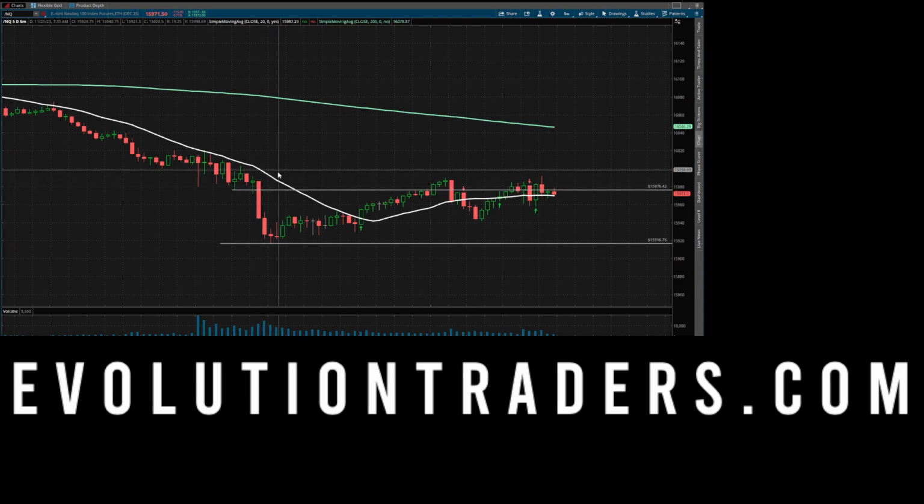I know a lot of the guys in Evolution Traders caught this move to the downside, so congratulations to them. I did not catch this move to the downside because what I was looking at was a trend lower in the pre-market, a nice washout, and I was looking for a little bit of a snapback. So when this 5-minute candle closed, I started some long positions here.